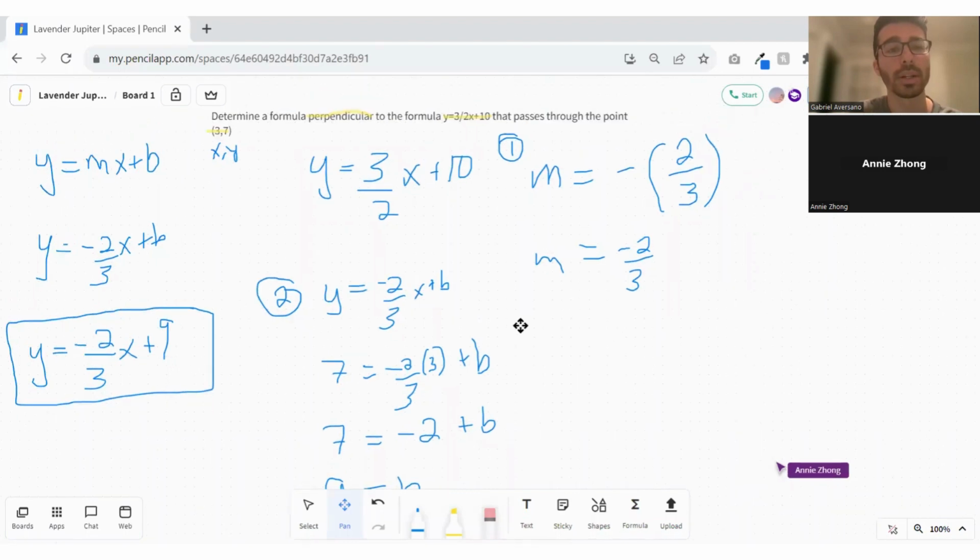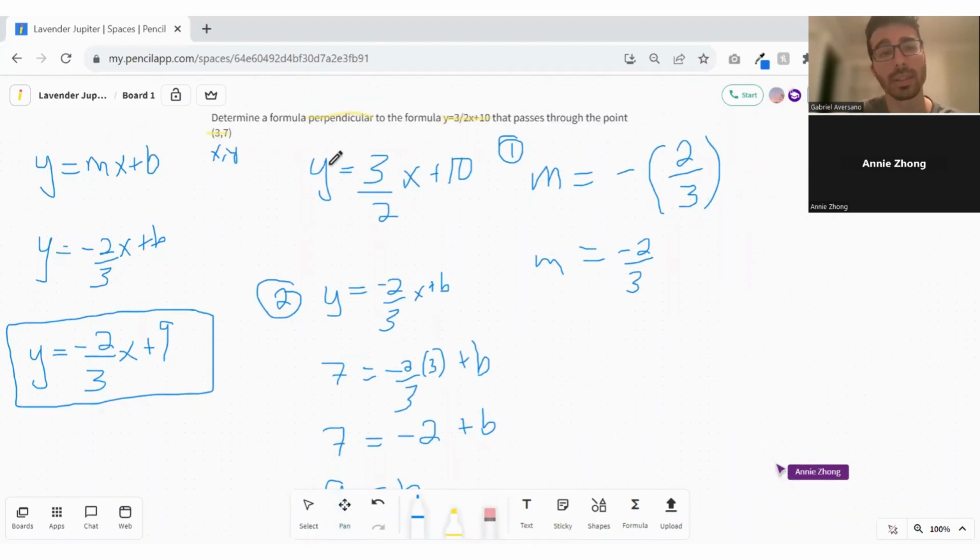It is perpendicular to this other line that it gave us, y equals 3 over 2x plus 10, and it goes through the point 3, 7. If we were going to draw this on a plot, the first line starts at 10. We'll say it's up here, and it has a positive slope. So it kind of goes like this. The other one starts a little bit lower at 9, and it ends up going perpendicular, something like this, perpendicular to that other line.